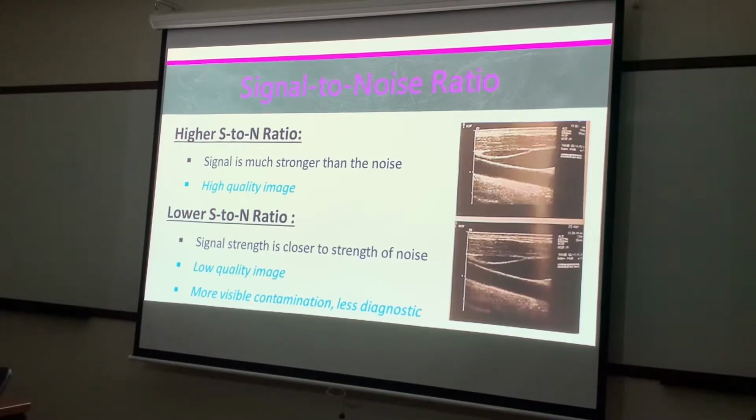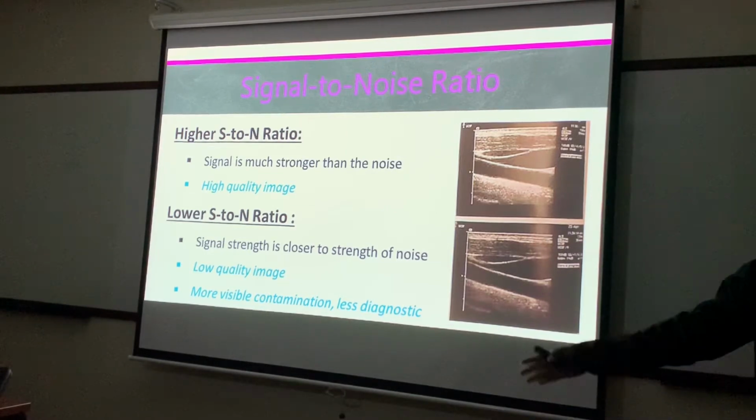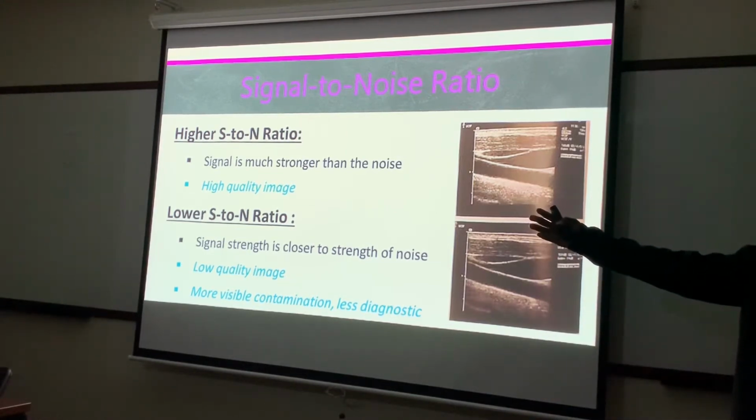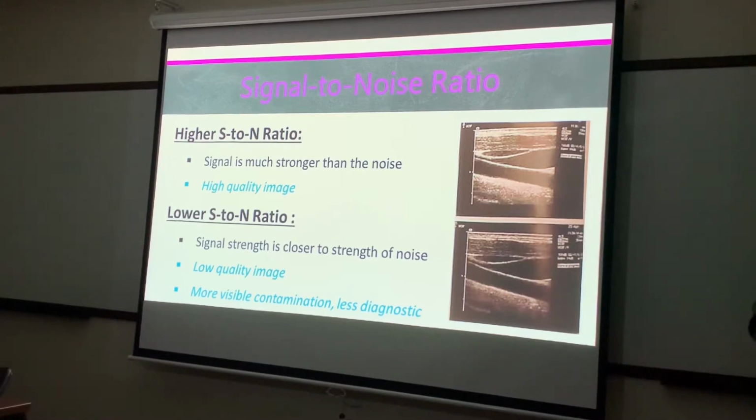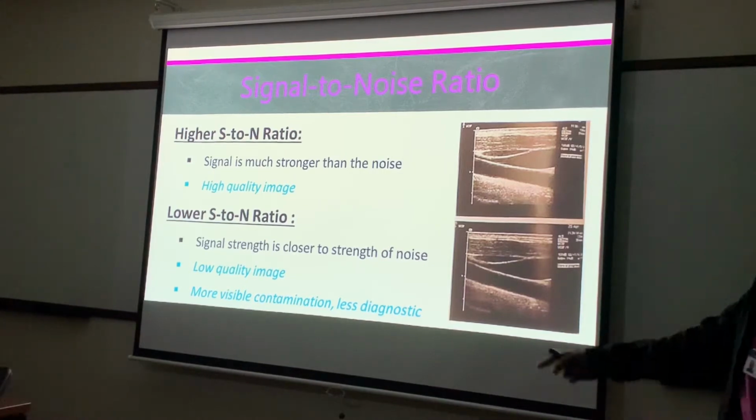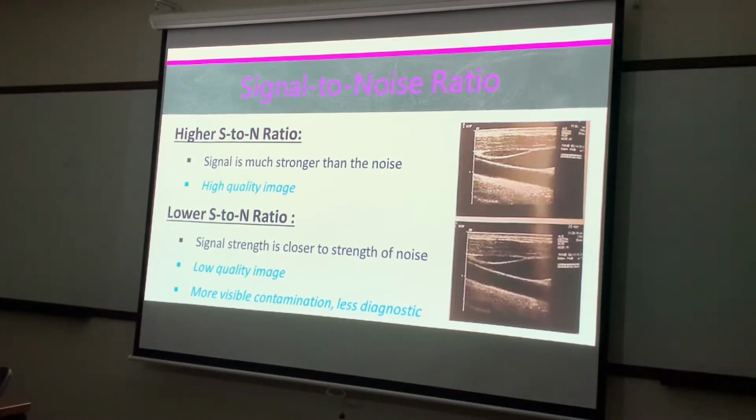When we have a much higher signal compared to our noise, we always want that, right? We would prefer not to have any noise. A low signal to noise ratio is when our signal and our noise are at closer levels. So a high signal to noise ratio would be like this, and a low signal to noise ratio would be like this. They're very close together. In that case, we're going to have a lower image quality and more visible contamination, which is going to make our image less diagnostic.